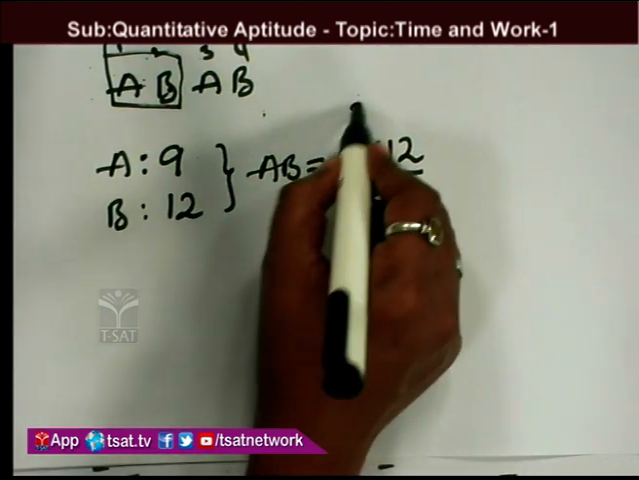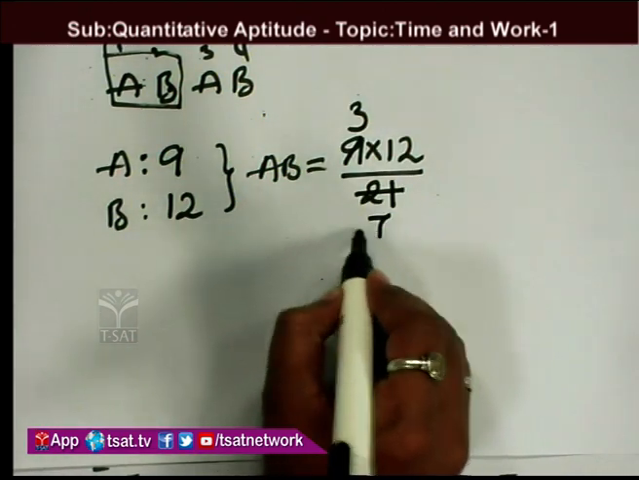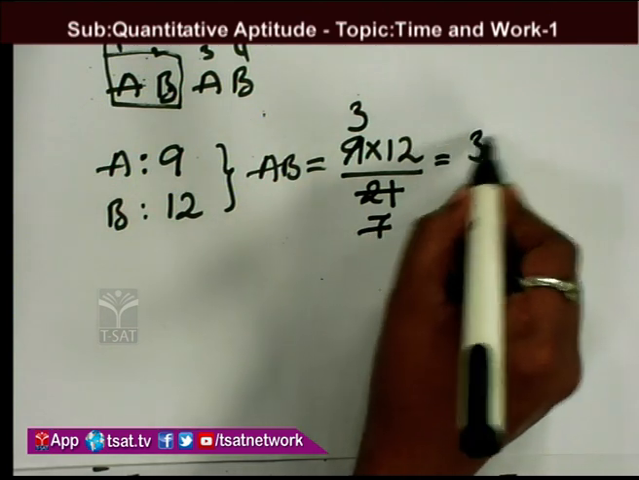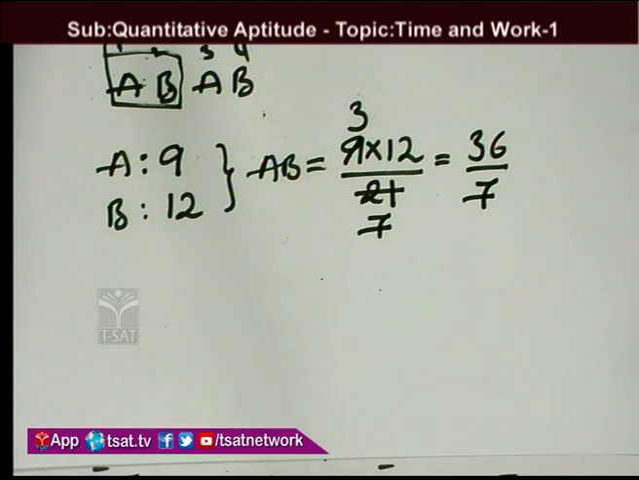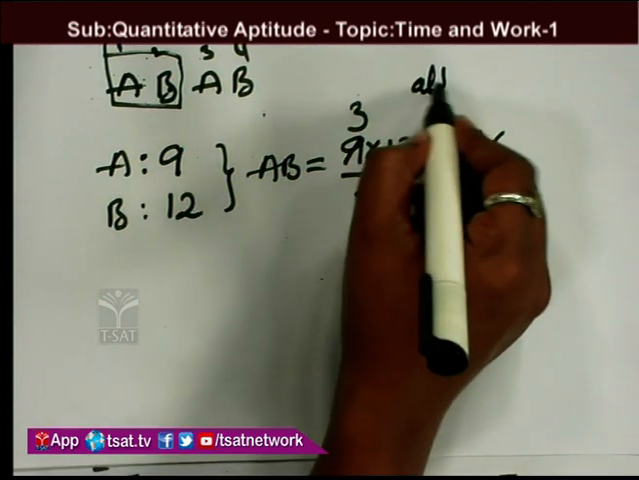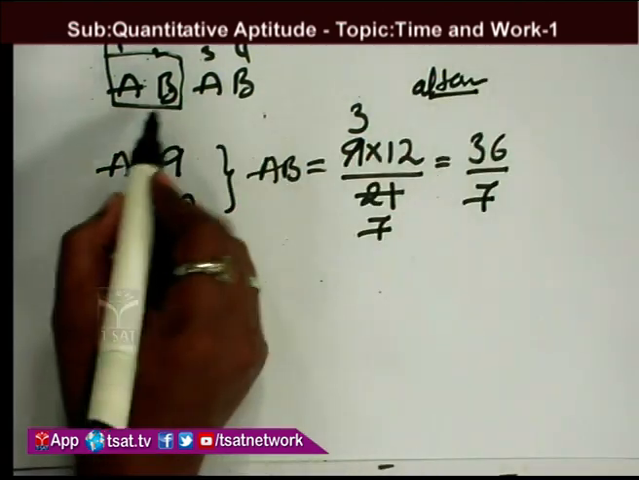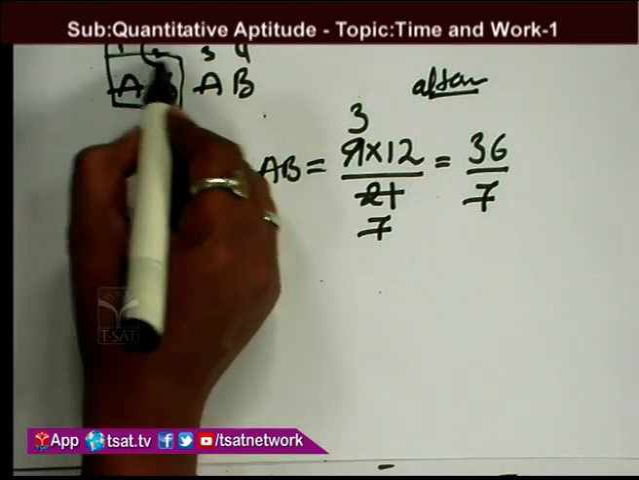3 3s are 9, 3 7s are 21, that is 36 by 7. This is the regular method for A and B working together. But the question is about alternate days: A and B working on alternate days, taking 2 days of work.